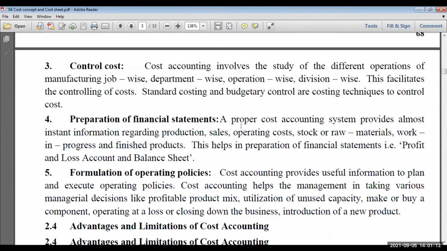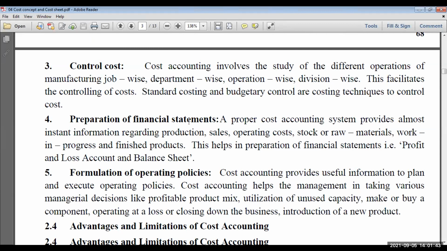Third objective is control over the cost. I'm not telling you not to spend money, but not to spend it unnecessarily. If I can get the same quality material for 5 rupees, I should get it for 5 rupees. If I get it for 6 rupees, then there is no control over the material cost. So, control over the cost of production.